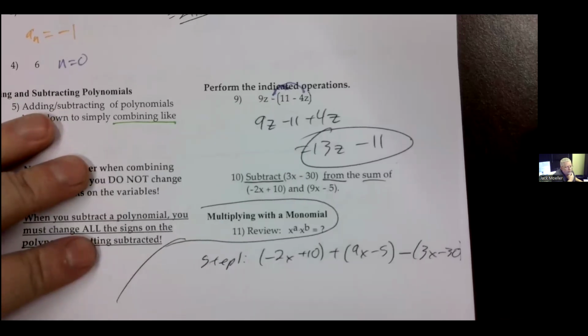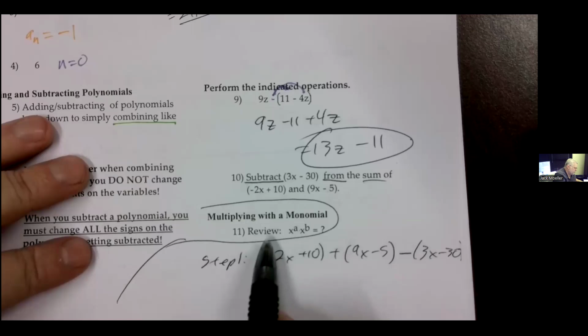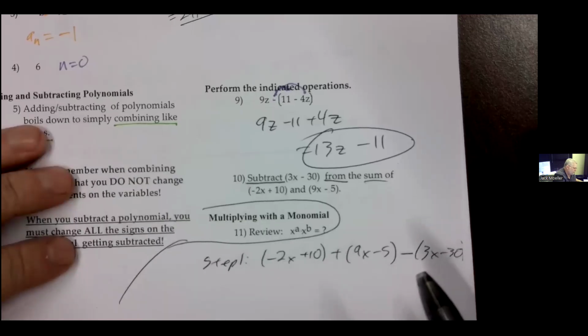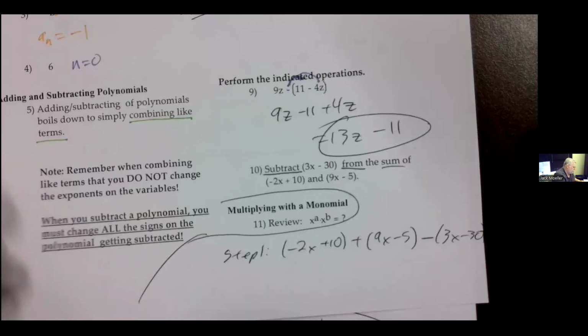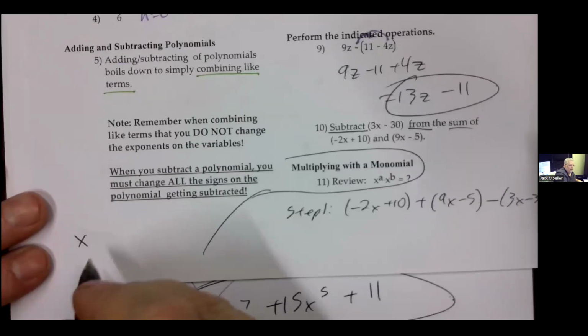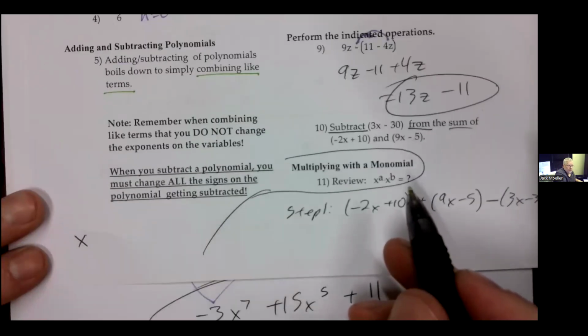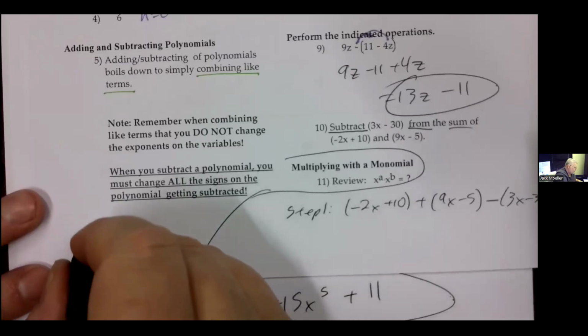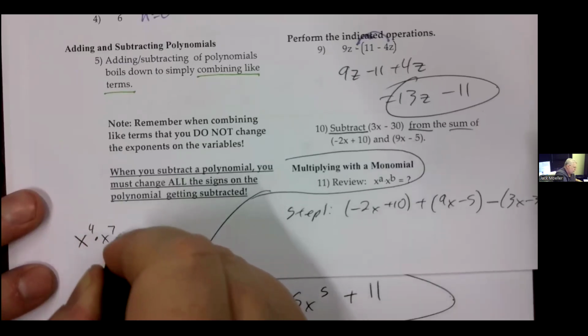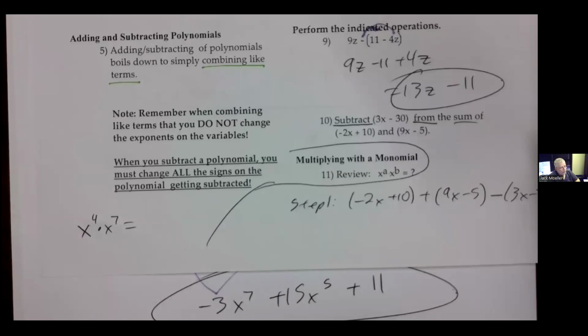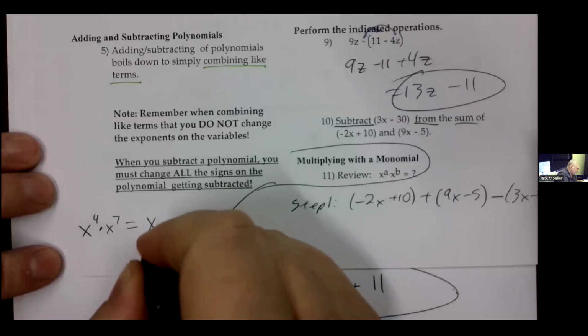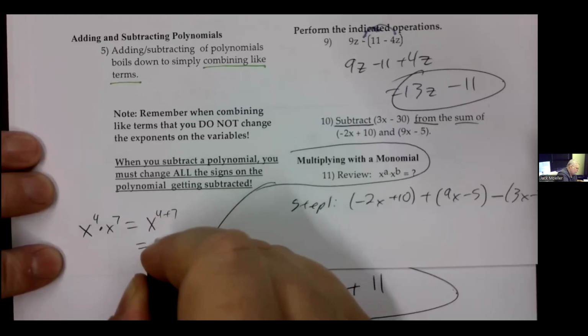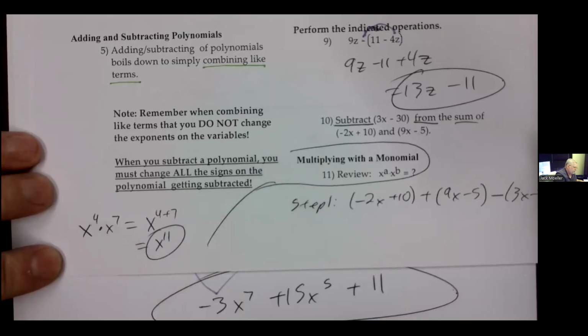So back to polynomial operations. The next thing we're going to do, this probably should have been on the next page, is multiplying polynomials. And just as a review, if you are multiplying, what do you do with the exponents? You're multiplying two variables. So like if you had x to the fourth times x to the seventh, what is that rule for the exponents? Hopefully you remember it's addition. If you're multiplying variables, you add the exponents.